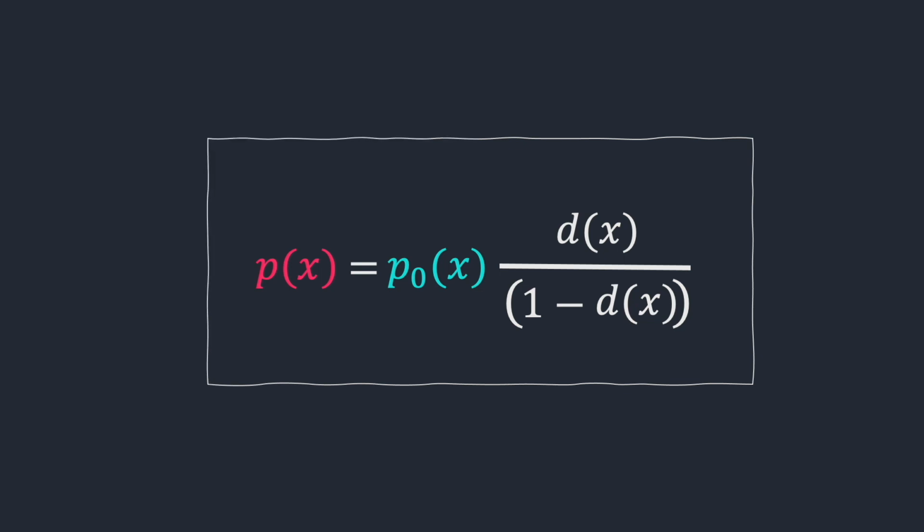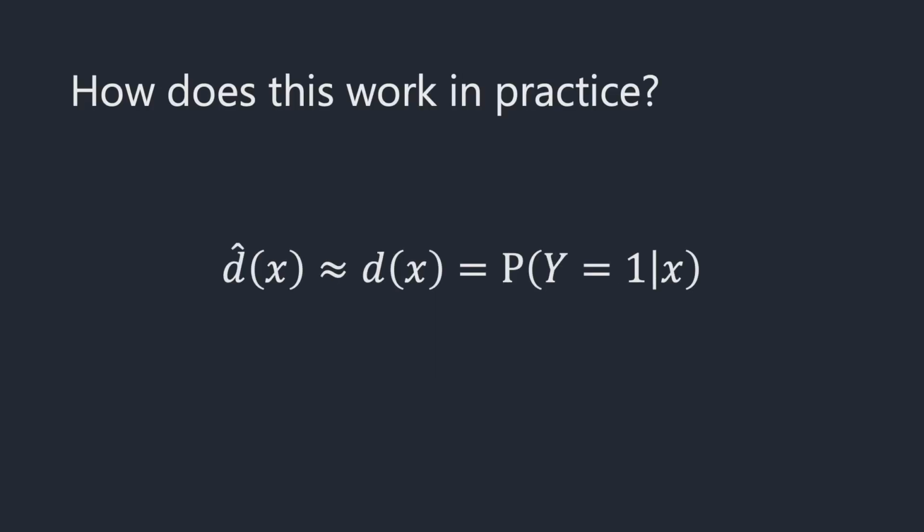The problem with this formula in practice is that d of x is usually unknown. In practice, we need to find a classifier or train a classifier that is able to give us an estimate of d of x. This amounts to finding a classification algorithm that provides us an estimate that we write d hat of x that approximates this probability of belonging to class number 1.